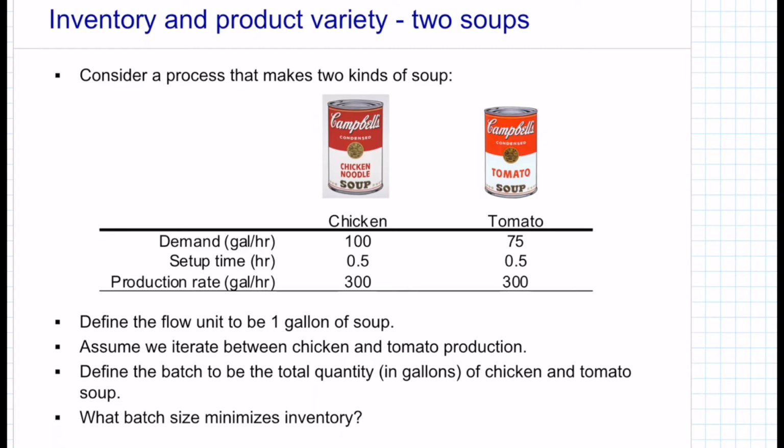Next, let's consider how to minimize inventory when there is product variety. In this example, we have two soups, chicken and tomato, and their demand, setup time, and production rates are given. We are defining the flow unit to be 1 gallon of soup, and we are assuming that we can alternate between chicken and tomato production. Of course, the setup time will be needed when we change from one to the other, and the batch is defined as the total quantity in gallons. So, what batch size will minimize inventory? That's the question we want to answer.